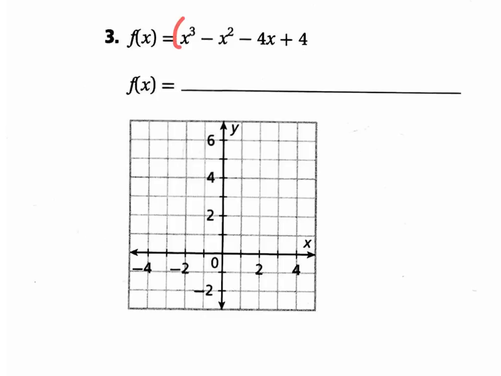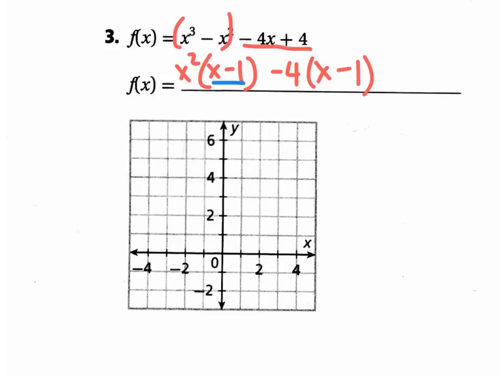What could I pull out of these two terms? I could pull out an x squared, and if I pull out an x squared, there's going to be an x minus 1 left. And from the second two terms, I could pull out a negative 4. If I pull out a negative 4, I will have x minus 1 left on the inside, and as you can see, both groups have the binomial x minus 1.